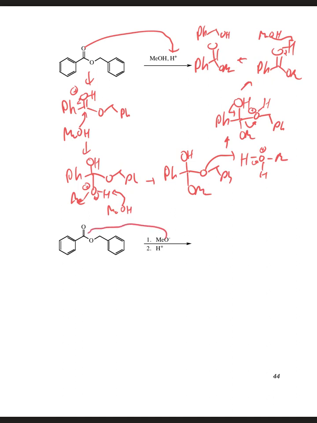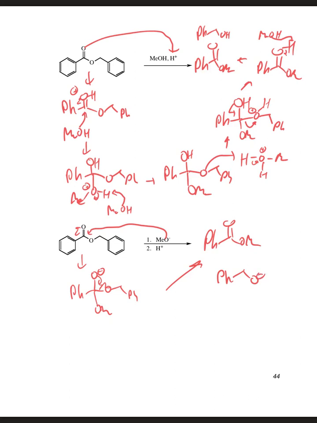Base catalyzed, we added in, formed the tetrahedral intermediate. Reform the carbonyl, kick out our leaving group, and we are done with the first step. And then we add acid, and we're going to protonate our alkoxide to give us our benzyl alcohol.